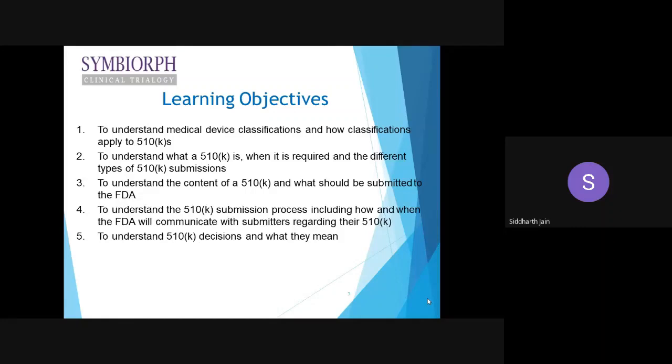The learning objectives of today's session are to understand how classification works when you go for the 510K, to understand the different types of 510K, to understand the content required when you submit the 510K to the FDA, and also the process, including how and when the FDA will communicate with submitters regarding the 510K, and what decisions are taken on the 510K. So these are the 4 or 5 learning objectives you will come to know from today's session.